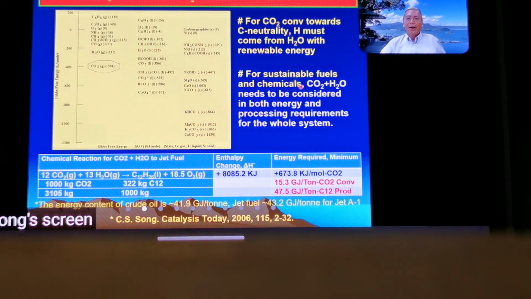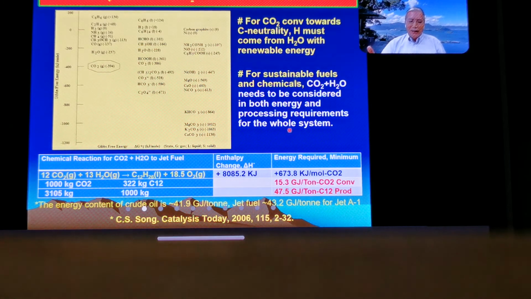But on the other hand, if you think about CO2 conversion toward carbon neutrality, hydrogen must come from water. And therefore, for sustainable fuels and chemicals, CO2 and water need to be considered in both the energy and the processing requirements for the whole system. Now, what is the order of magnitude? That means it doesn't come for free. So the CO2 and the water react together.